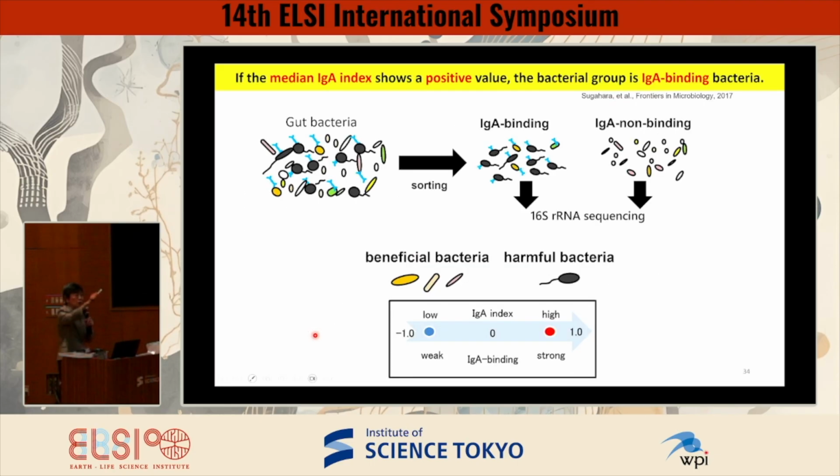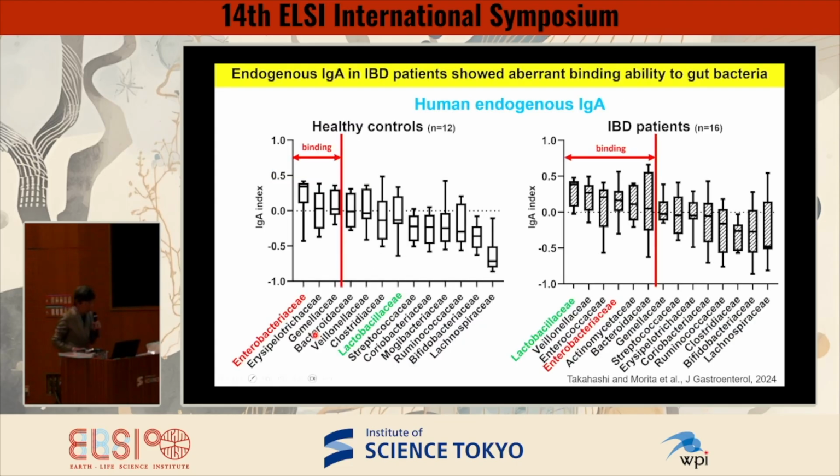And then, probably I don't have time, so I can just say the IgA index. This is from the next generation sequencing method that we can calculate. If the IgA index is positive, that means that bacteria group is IgA binding bacteria. Okay. So for example, healthy control.